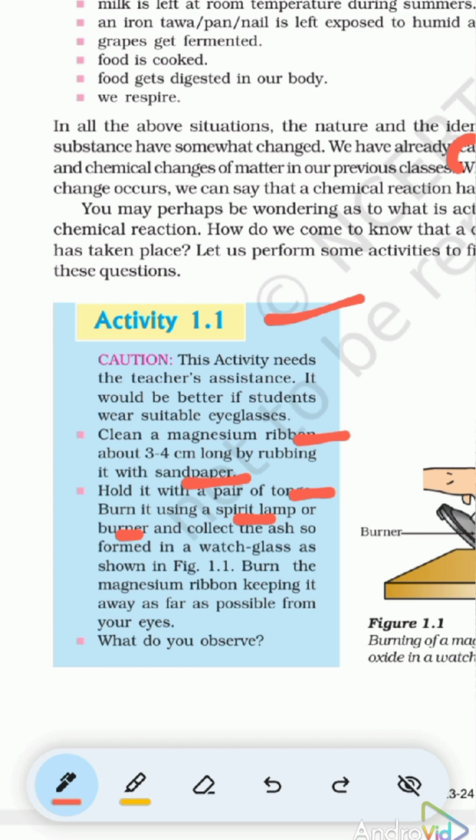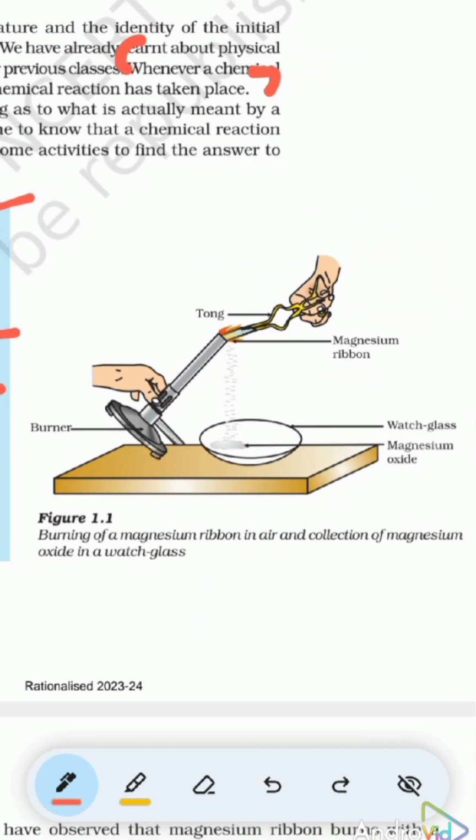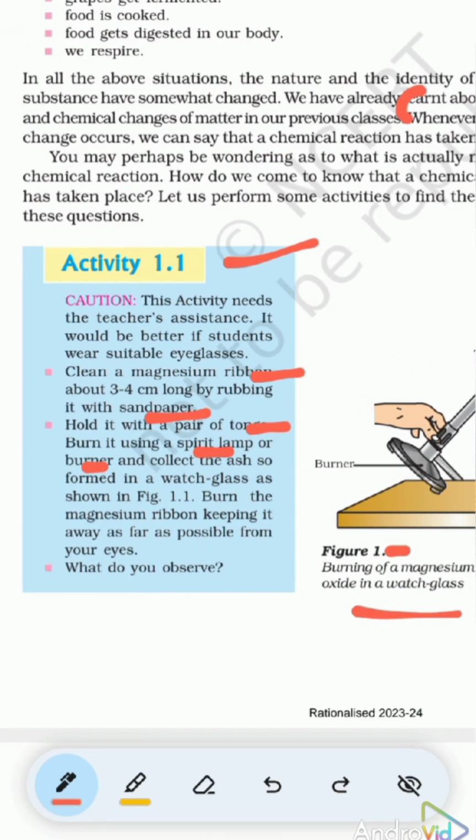Before burning the magnesium ribbon, we are going to clean it using sandpaper. By rubbing sandpaper on the magnesium ribbon, we remove all the dust, and after that we hold it with a pair of tongs and burn it using a spirit lamp or burner. We collect the ash formed after burning in a watch glass, as you can see in this diagram, Figure 1.1, which shows the burning of a magnesium ribbon in air and the collection of magnesium oxide in a watch glass.